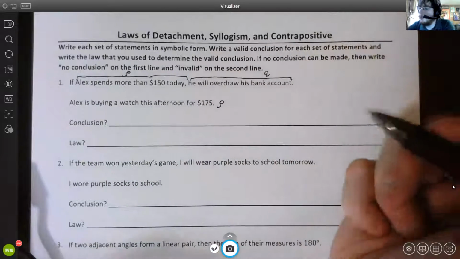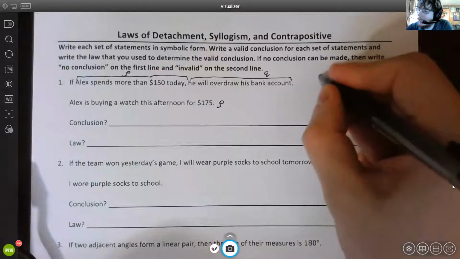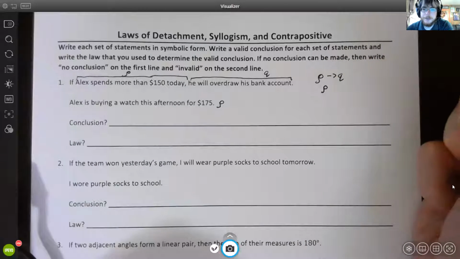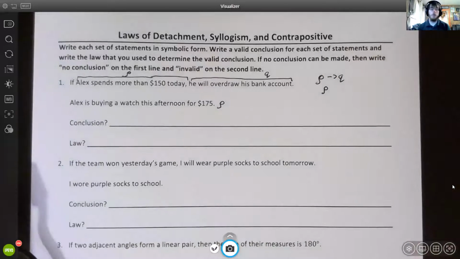Now we're going to write this in column format. So our first one is an if-then statement, P implies Q. And then our second statement will be P. And since we only have one if-then statement, we are going to say that we have a possible case to use the law of detachment. Remember, law of detachment uses one if-then statement, and law of syllogism uses two if-then statements. So let's look here. In order for the law of detachment to work, you need to have a true hypothesis, and you can conclude that your conclusion is true as well.